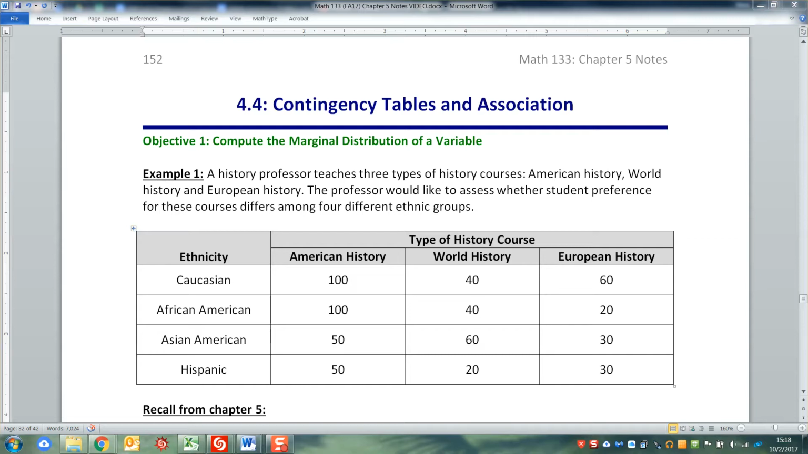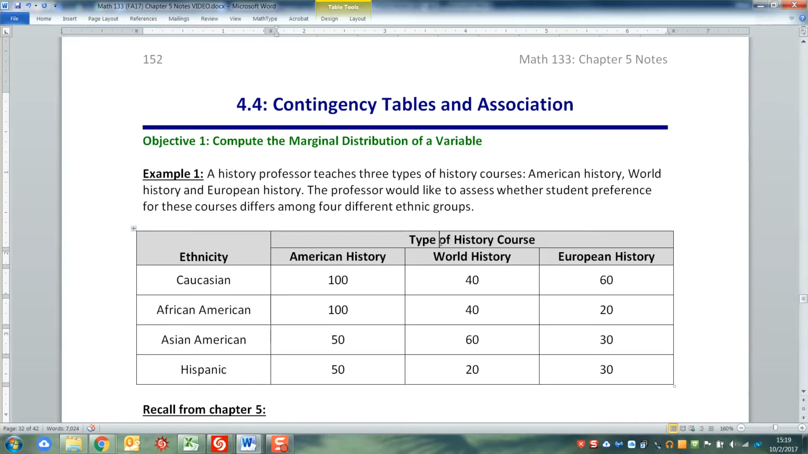So you'd have scatter diagrams and you'd have linear regression, but that's because 4.1, 4.2, and 4.3 are all about two quantitative variables. But this section's weird because it's actually about two qualitative variables. So if you look at this example down here, for example, we have ethnicity, that's a qualitative thing. That's the row variable. And the type of course over here is the column variable. But the type of course is a word, American history, world history, right? So that's qualitative stuff. So it doesn't really fit very well in chapter 4.